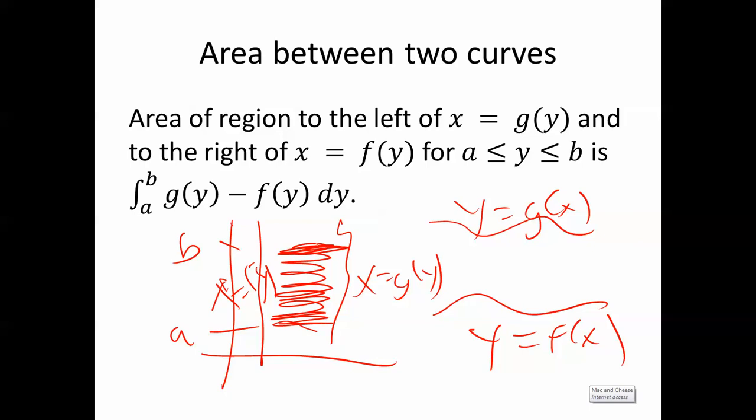And when we're calculating areas like this, any area that's below the x-axis or to the left of the y-axis doesn't get counted negatively when we're finding the area between two curves.